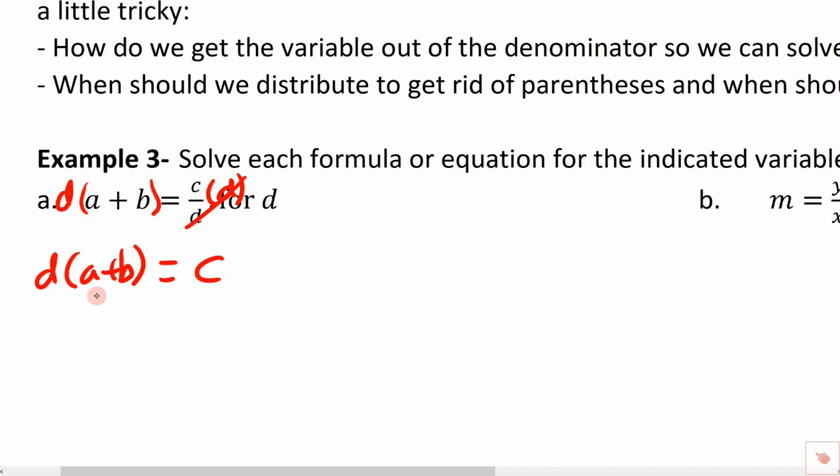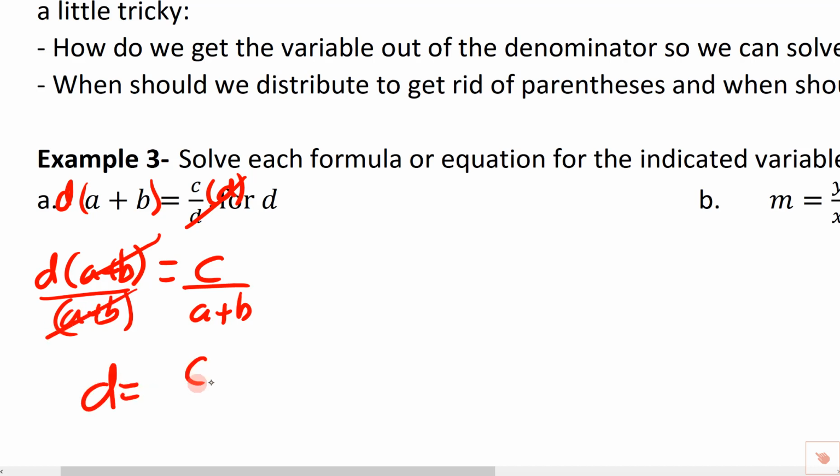If you wanted to, I suppose you could distribute through, but it actually would be easier if we just said, hey, look, this is D times A plus B. What if I just divided both sides by A plus B? I can cancel this factor with that factor, so then I end up with D equals C over A plus B.